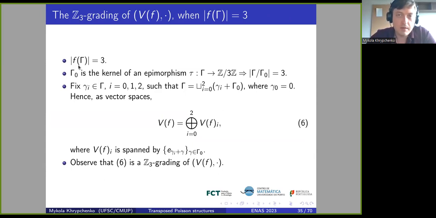In the case where F takes exactly 3 values, you have a slightly more complicated description. And in this case, you know that F factors through a group epimorphism.